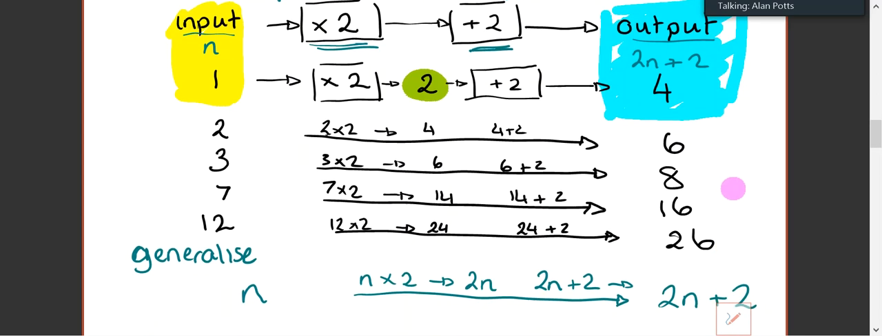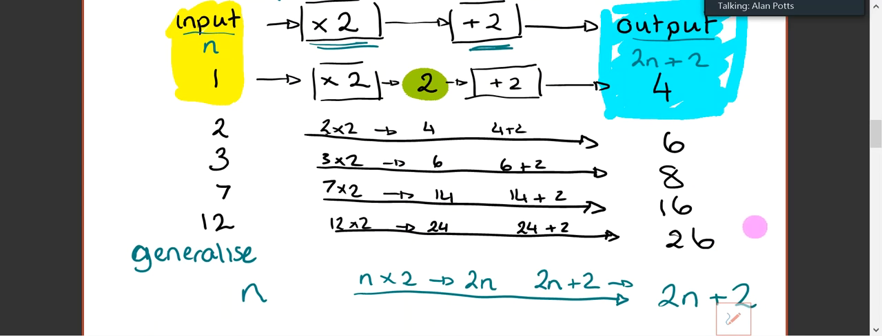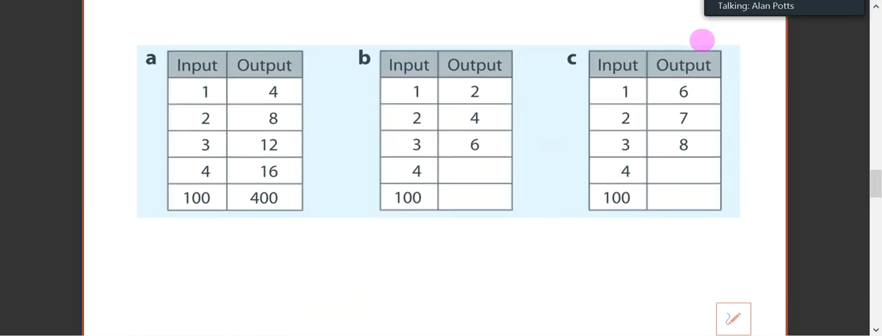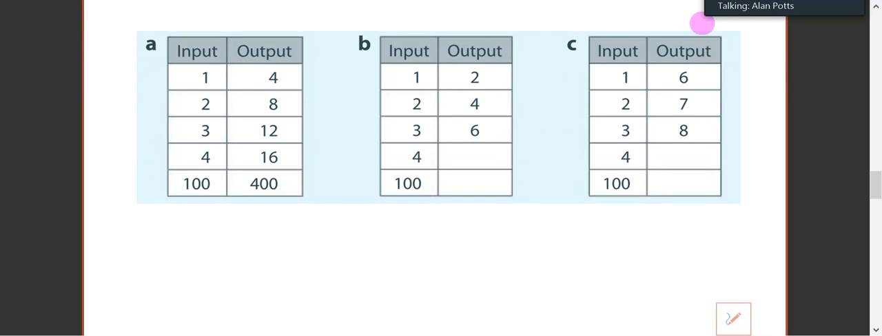Right, how are you feeling about that? Have you written everything down you need to? Cool. Right, what we are going to do next then, this is from the textbook, so we'll do a couple together. We've got a couple of levels.